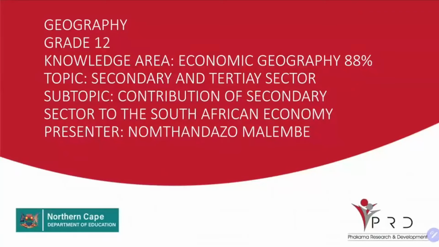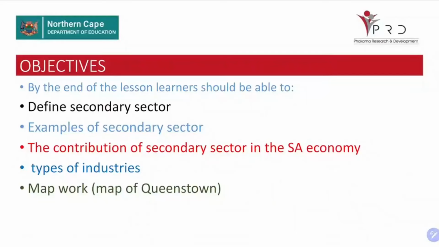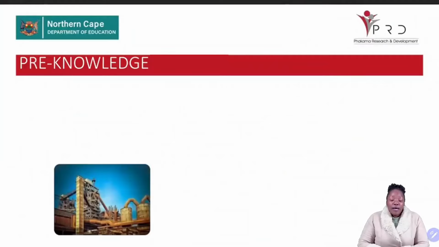So in today's topic, we're going to focus on the contribution of the secondary sector to the South African economy. By the end of this lesson, learners, you should be able to define the secondary sector. Secondly, you must know the examples of the secondary sector. Then we're looking at the contribution of the secondary sector in the South African economy. Then we're going to look at the types of industries. And then after, we will have some mapwork questions. The mapwork questions are based on the map of Queenstown. Then we start with our lesson today.